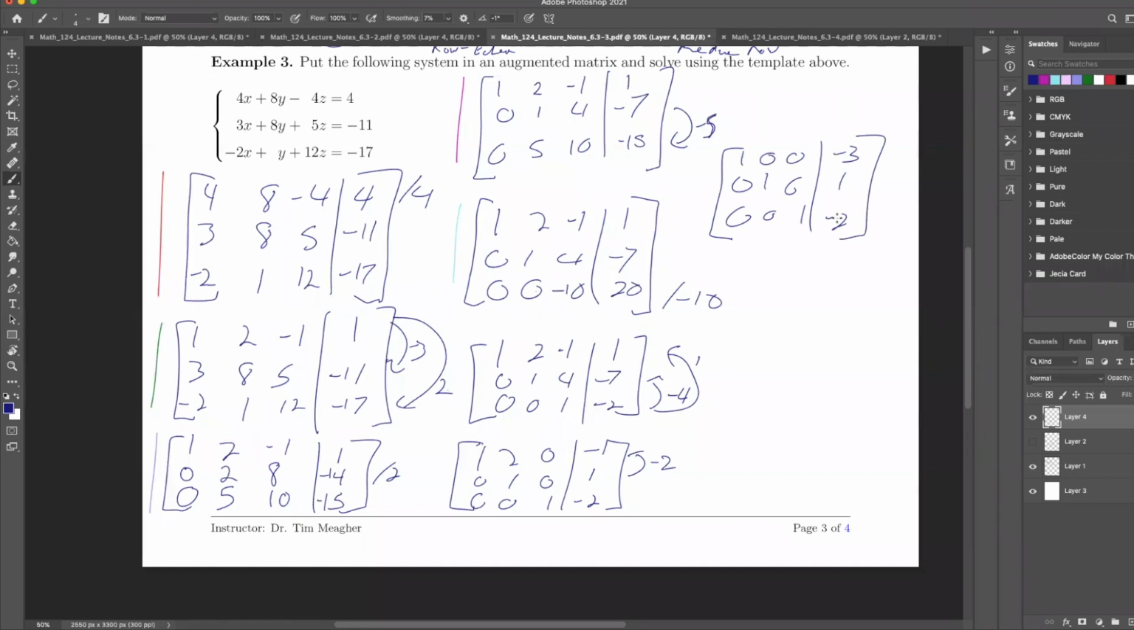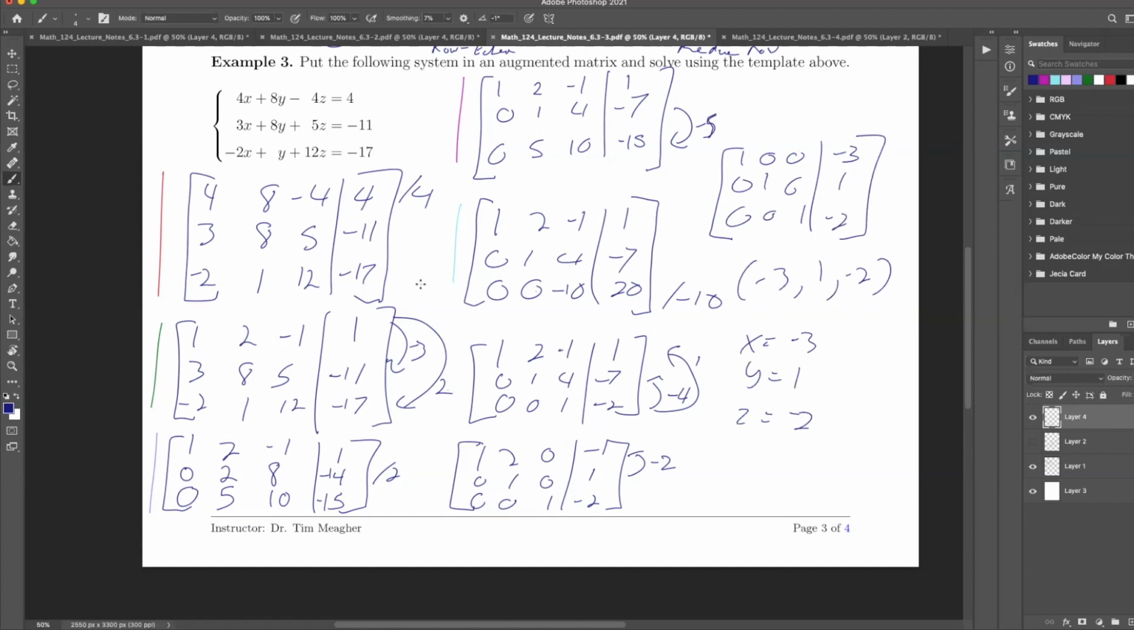And then we just read off the answer. Our answer here is -3, 1, -2. And that's the answer. Or x, because what does this mean? This means x is equal to -3, y is equal to 1, and z is equal to -2. That's how this reads.